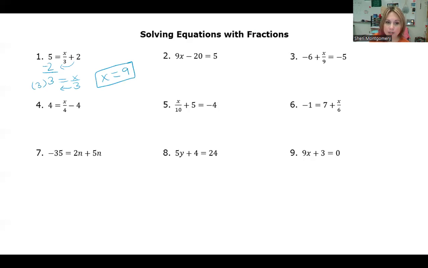For question 4, if I am subtracting 4, then I need to bring it over and I need to add 4. 4 plus 4 is 8. I just have one last step. The inverse of dividing by 4 would be multiplying by 4. So I get x is equal to 4 times 8. 32.